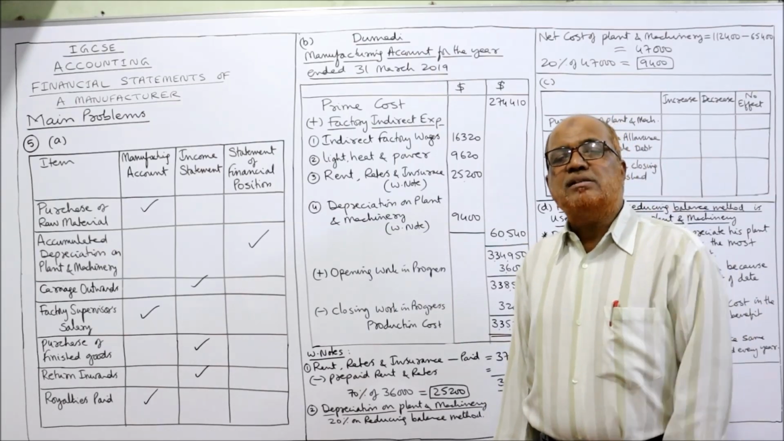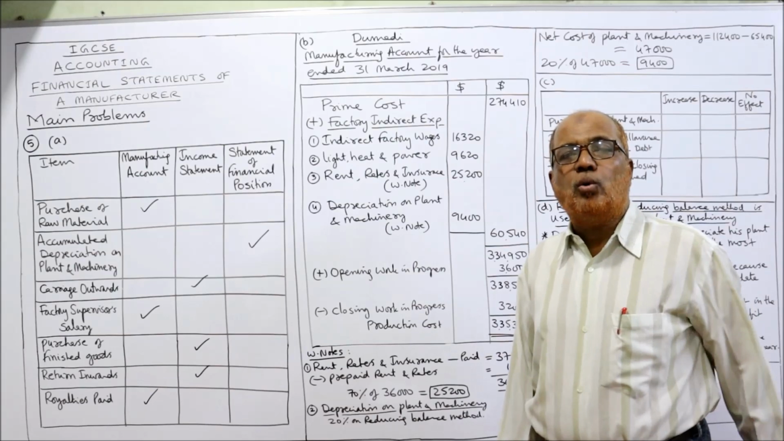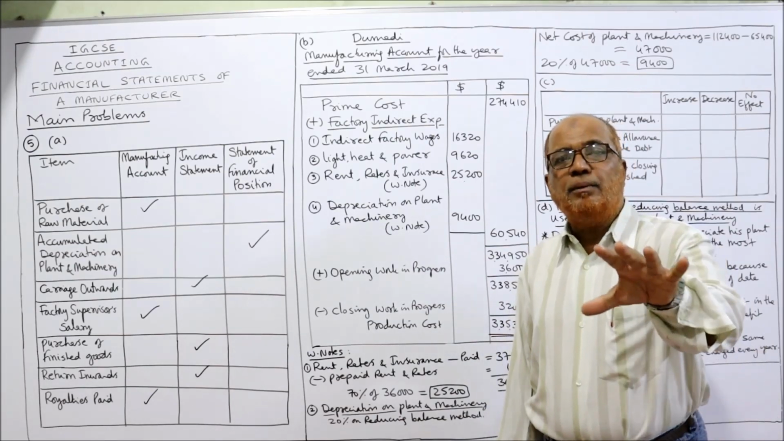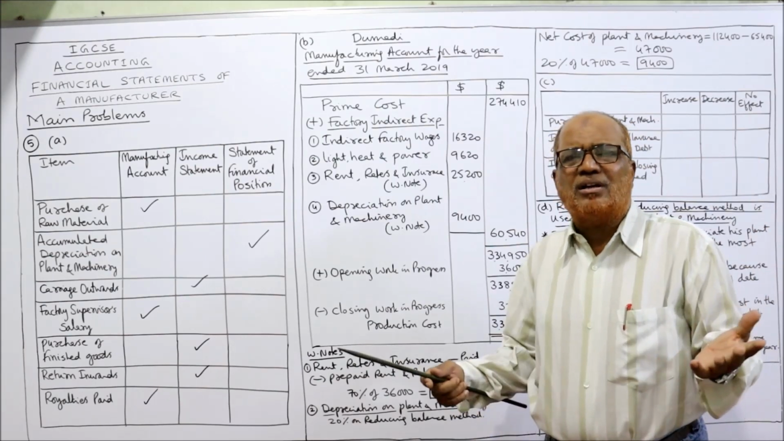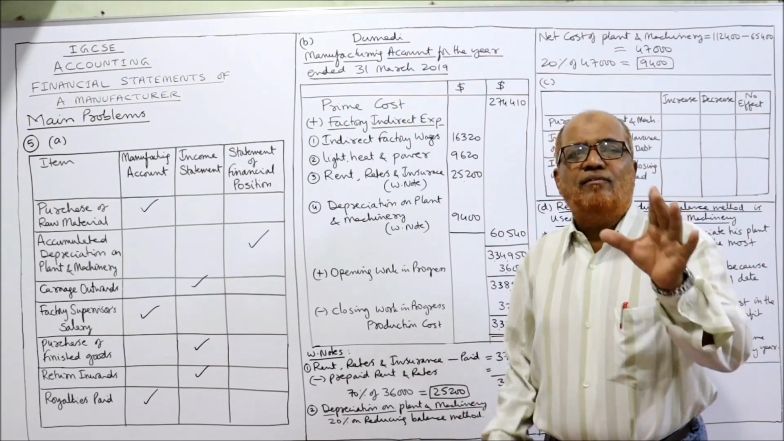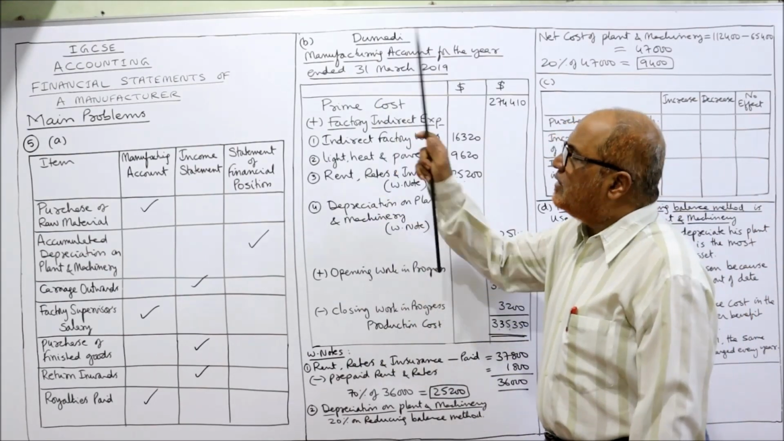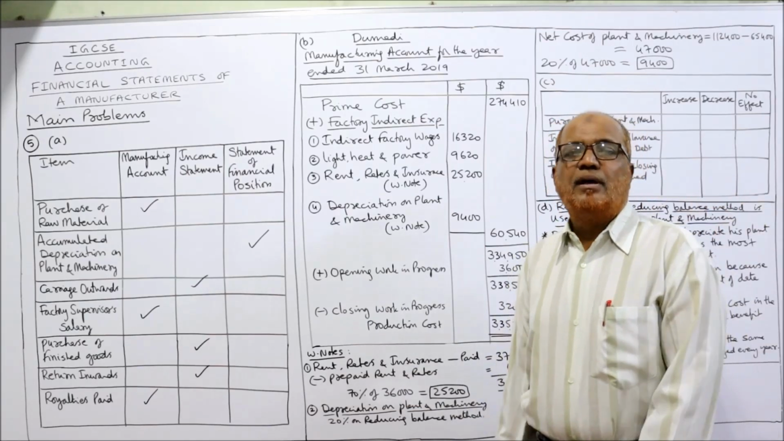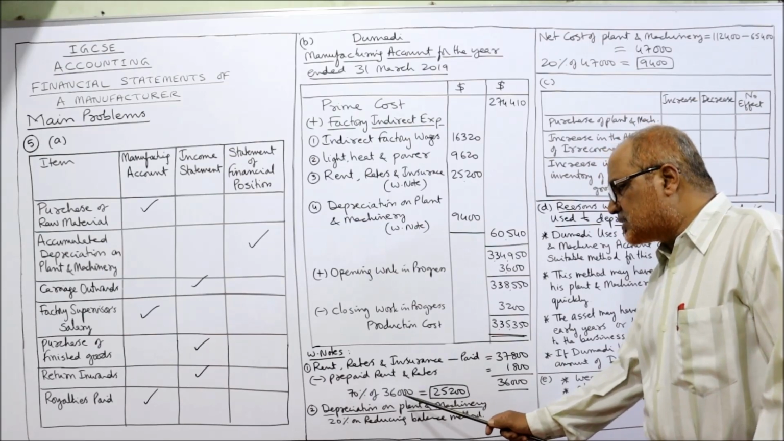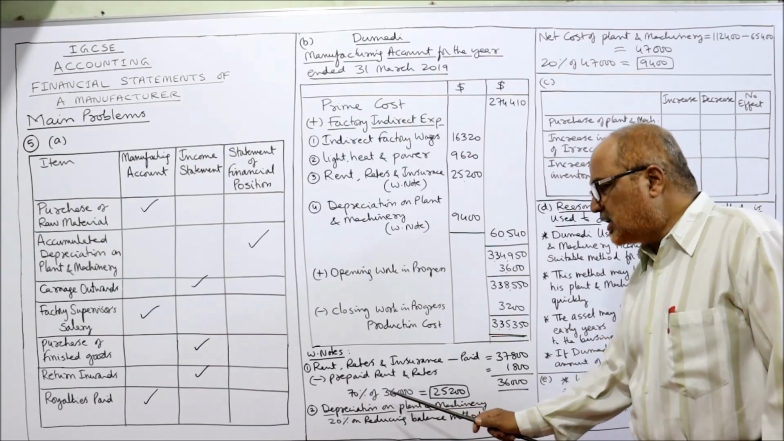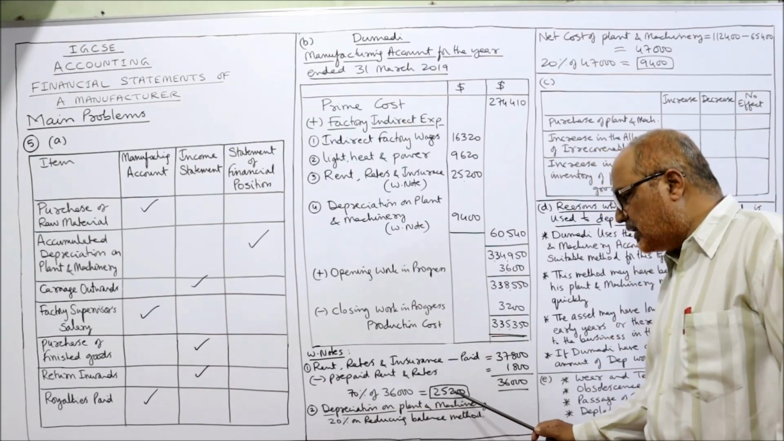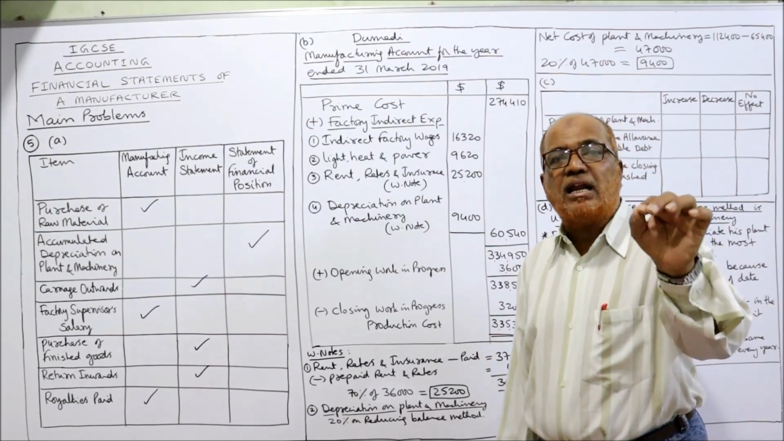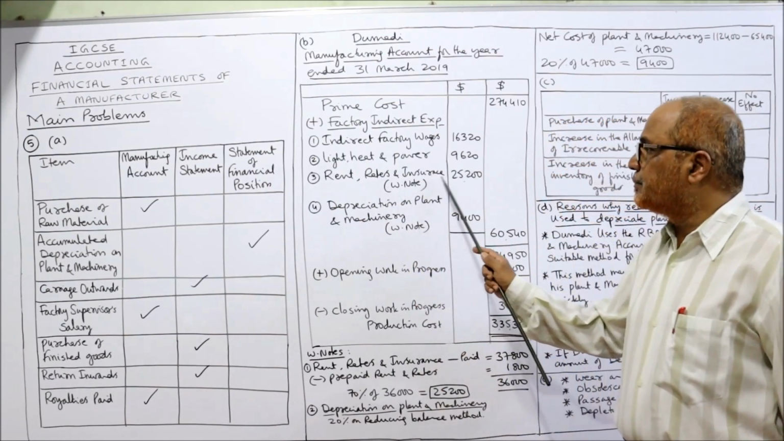Now in the problem it is given 70% only should be charged to factory and 30% to office. But we are not concerned with office. We are concerned only with preparing manufacturing account. So only factory part we will take. So 70% of 36,000 comes to 25,200. So 25,200 is the rent, rates and insurance here.